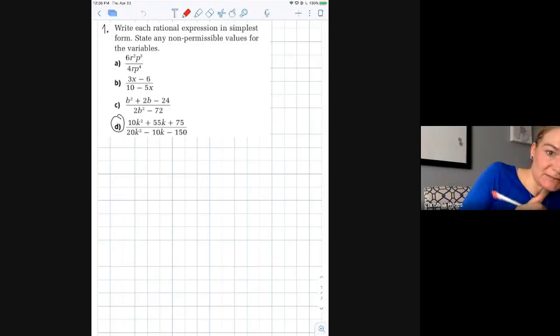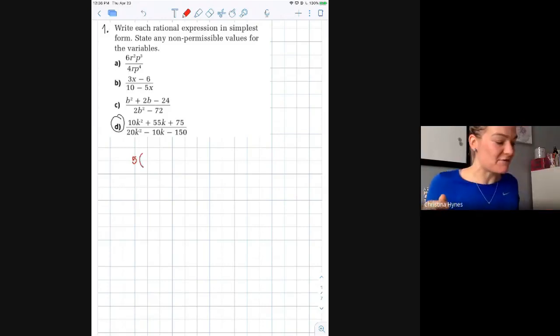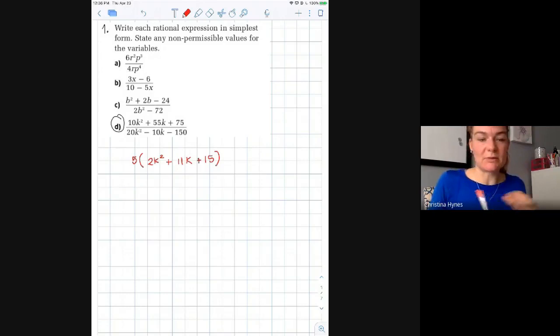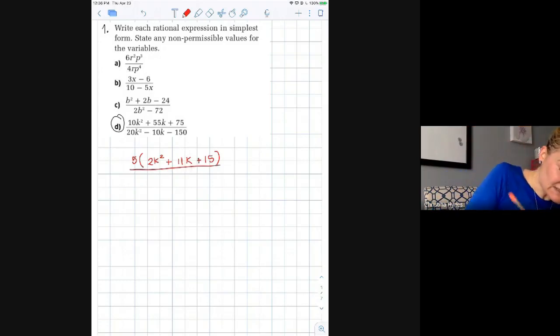For question number 1D, you're going to factor out the common value, which is 5. They all have a 5 in common, so I'm going to divide all the values by 5. That'll be 2k squared plus 55 divided by 5, which is 11, and then 75 divided by 5 is 15. Always take out the greatest common factor first. At the bottom, I'm going to do the same thing. I'm going to take out a 10 because that's common between the values of 20, -10, and -150.